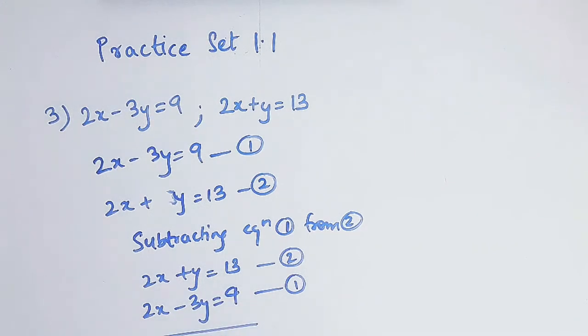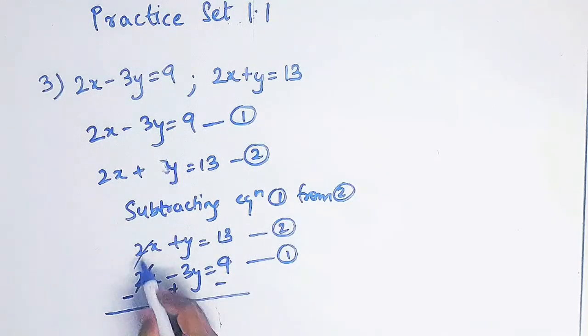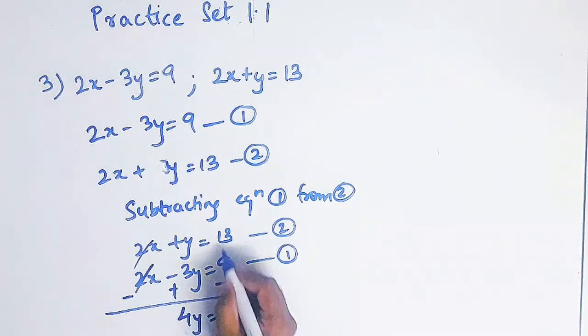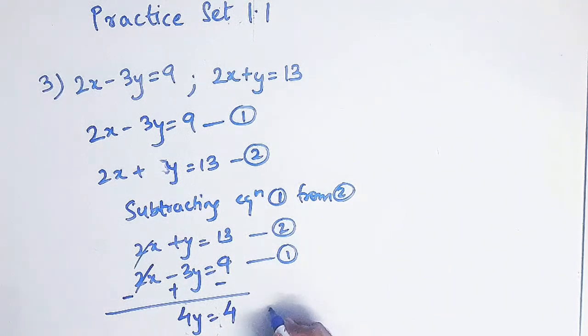Okay, because we have to subtract the equation below, each of its signs will get changed. This will become minus, this minus will become plus, and this plus 9 will become minus. So this gets cancelled. Okay, and 1y plus 3y will become 4y, and 13 minus 9 will become 4. Okay, which says that y equals 1.